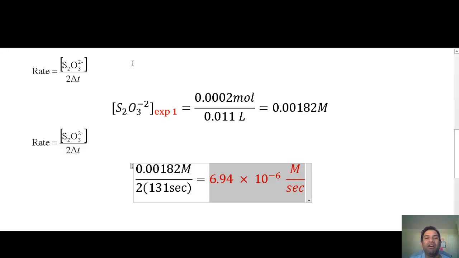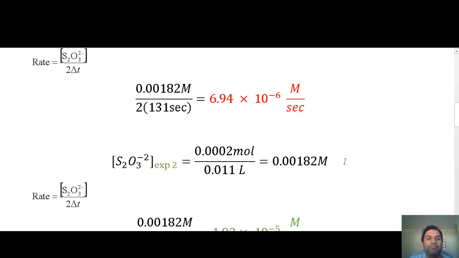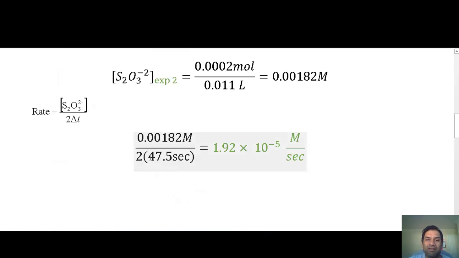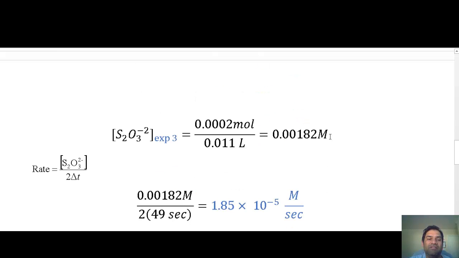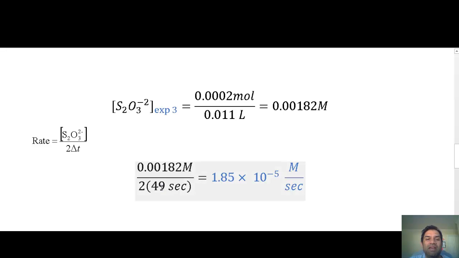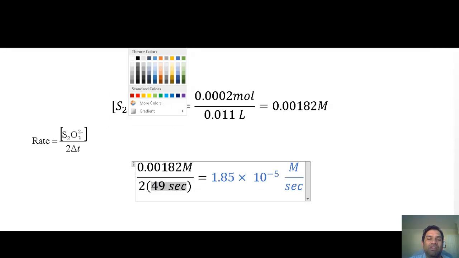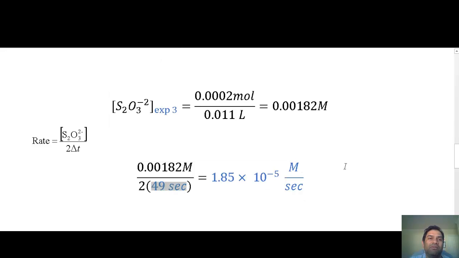So let's follow the same procedure. We got the initial rate for experiment 1 and this value, and in green I calculated the initial rate for experiment 2 given the time that we got for experiment 2. This is the value that I received. Again, your data will be different. And for experiment 3, the time was 49 seconds according to my data, and I calculated it using this equation.